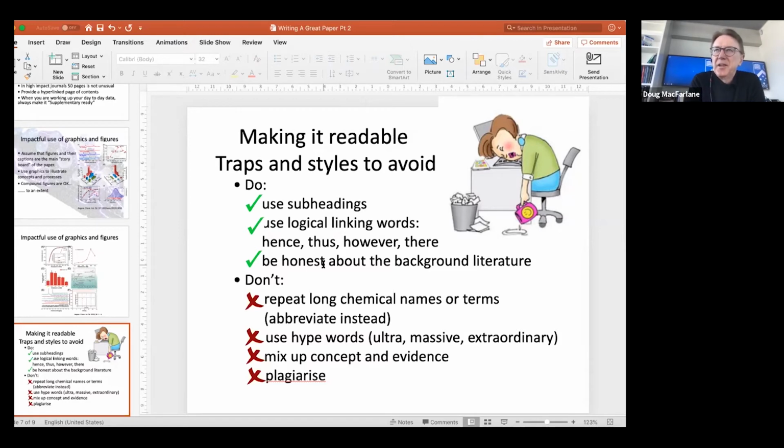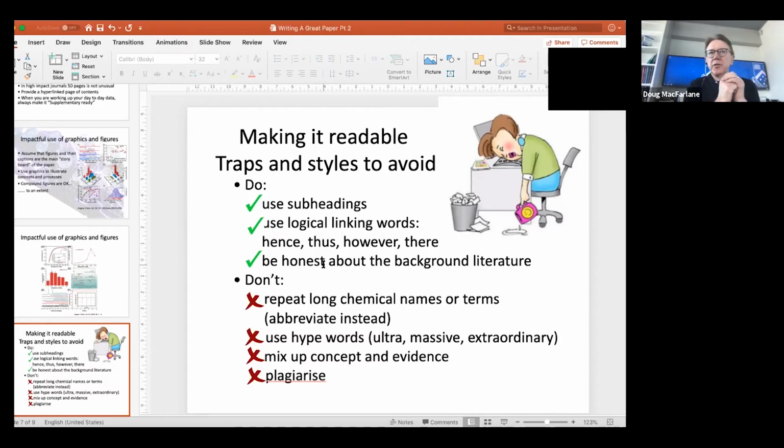So the data is the evidence, and that hopefully is at least consistent with your concept, your hypothesis. It rarely can prove it. That's just life, but it can be all consistent with it. "Consistent with" is a very good phrase to use.